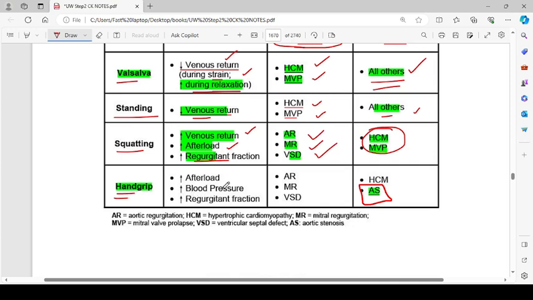The intensity decreases, while for the aortic regurgitation, mitral regurgitation, and VSD, their intensity increases. With hand grip, we are increasing the afterload, increasing the blood pressure, and increasing the regurgitant fraction. So the murmurs of aortic regurgitation, mitral regurgitation, and VSD will be increased. Hypertrophic cardiomyopathy will be decreased, and also the aortic stenosis will be decreased.